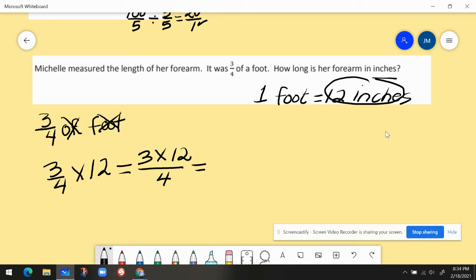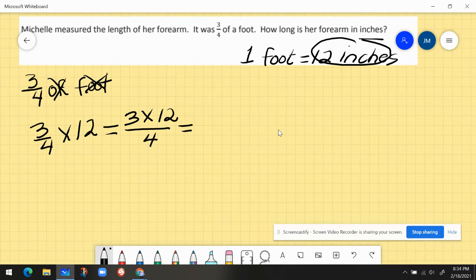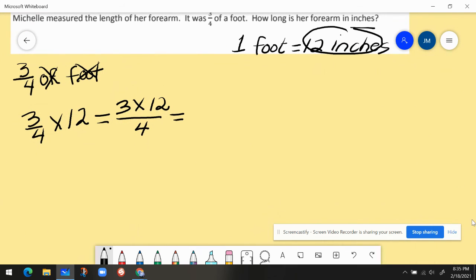Now, always search for numbers that can be divided. For example, in this case, the denominator 4 can be divided by 4. The 3 cannot be divided by 4, but the 12 can be divided by 4. So we're going to divide both of them by 4. 12 divided by 4 equals 3, and 4 divided by 4 equals 1.